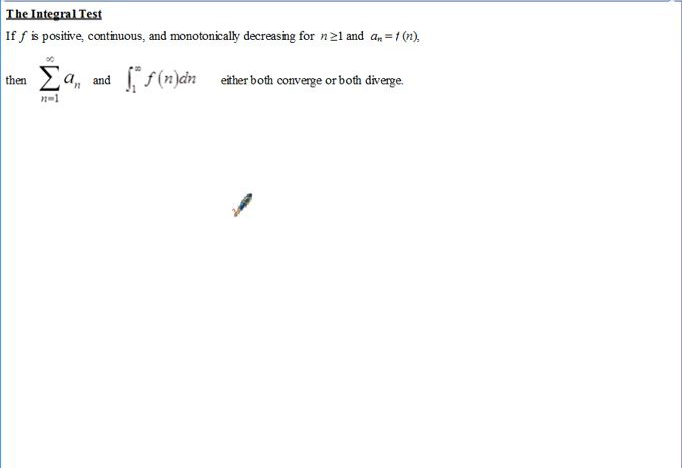The next test is the integral test. So if the function is positive, continuous, and monotonically decreasing, so it's decreasing the whole way, and a sub n equals f of n. So here, this series here is f of n. Basically, this is saying, it's called the integral test. If you integrate from the same limits, in this case from 1 to infinity, if you find that this definite integral converges, you know the series would also converge. Or if the definite integral diverges, the series would also diverge.